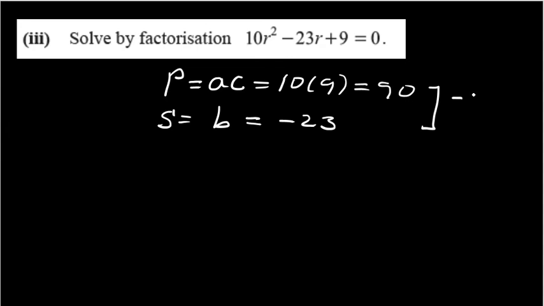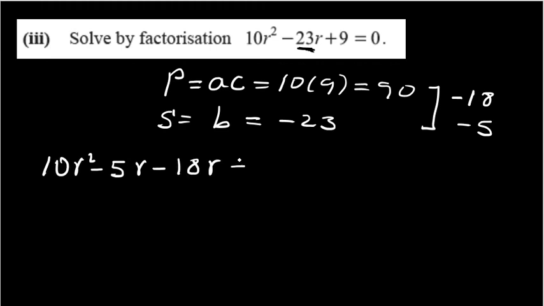So which numbers multiplied give you 90, and when you add them, give you negative 23? These numbers are obviously negative 18 and negative 5. Multiply them, you will get positive 90, and when you add them, negative 23. Therefore, these two numbers will be substituted in place of negative 23R. So let's do it and see what will happen. It will be 10R square minus 5R minus 18R plus 9 is equal to 0.